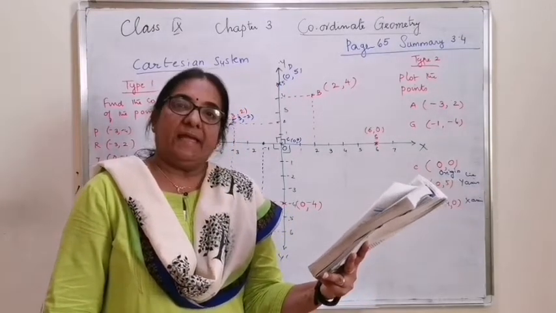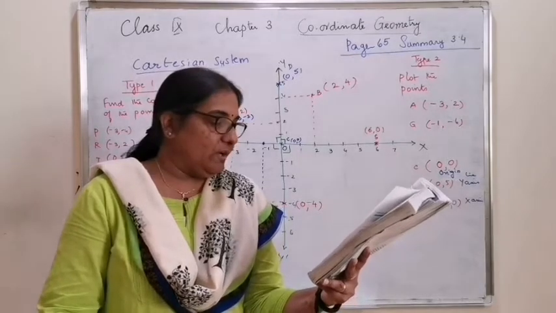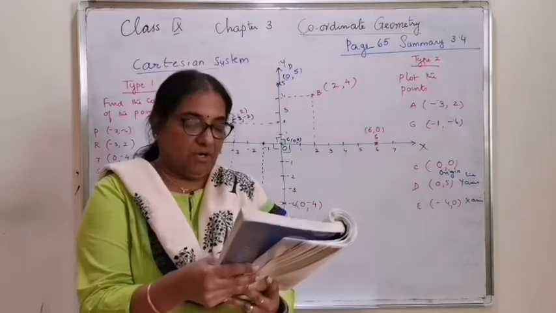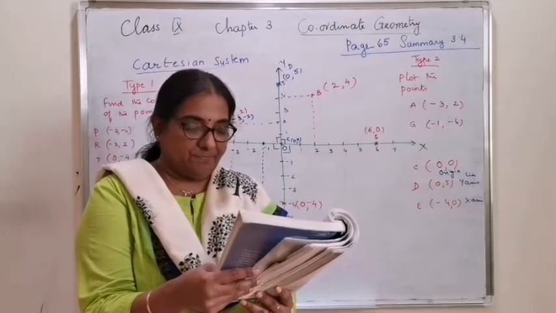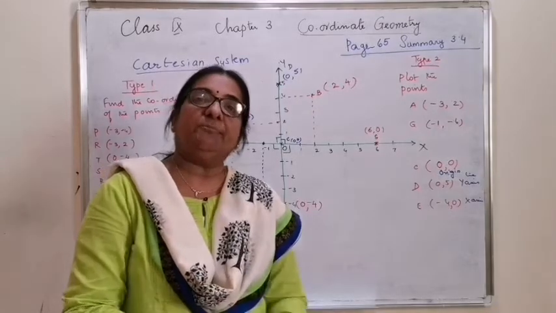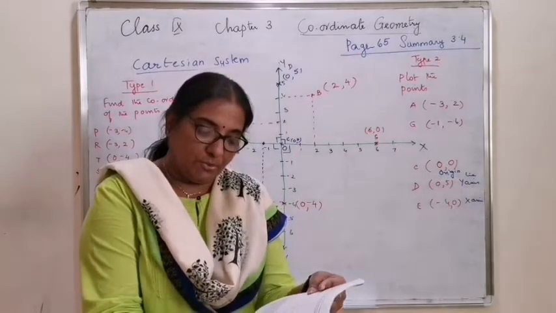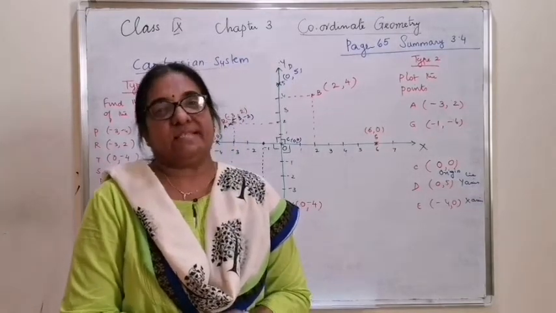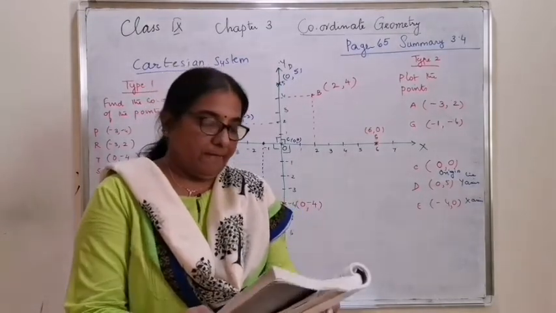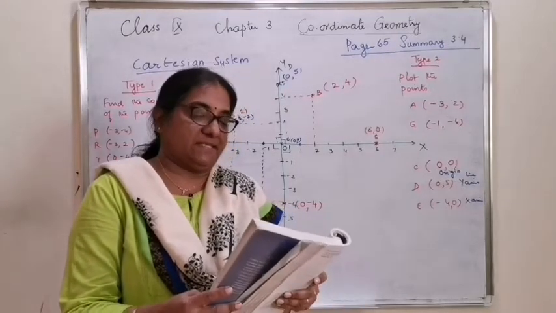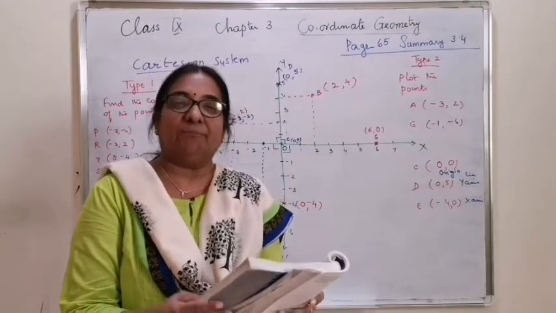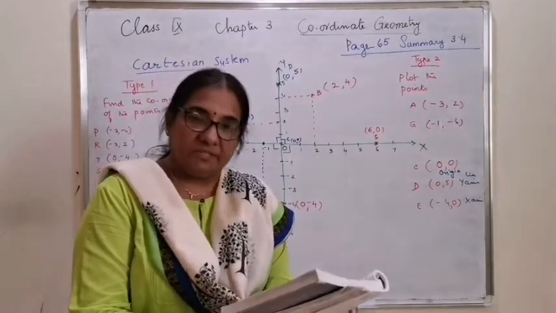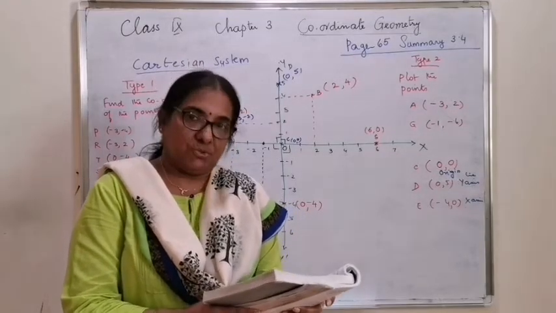If x and y are not equal, then the ordered pair (x, y) is never equal to the ordered pair (y, x), and the ordered pair (x, y) is equal to the ordered pair (y, x) only if x and y are of the same value. So the textbook page 65, 3.4 summary will give the written definition of whatever I have explained in today's class.